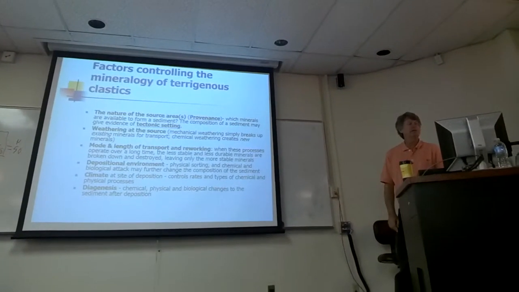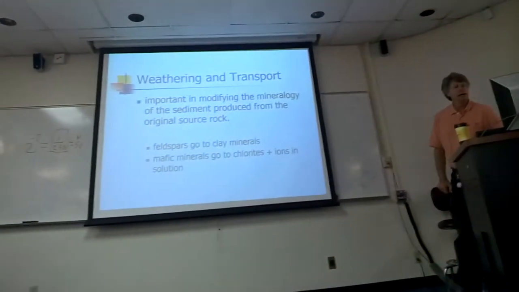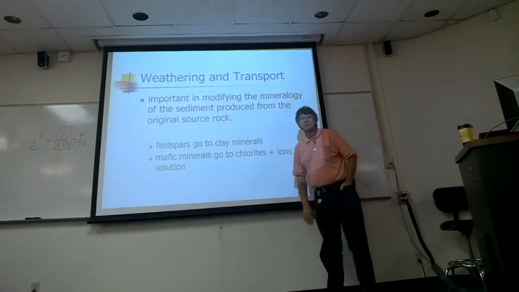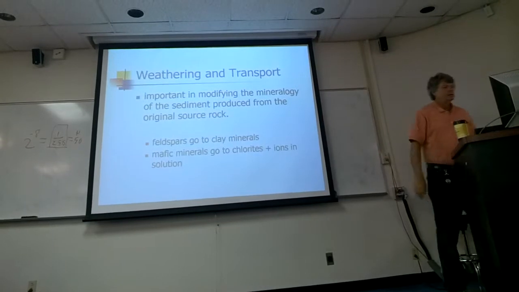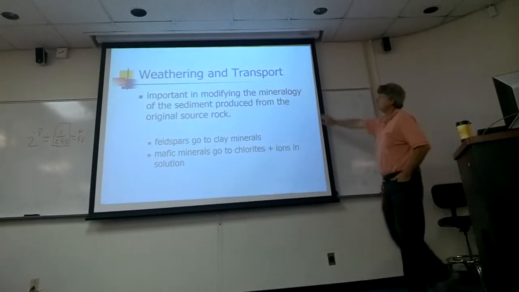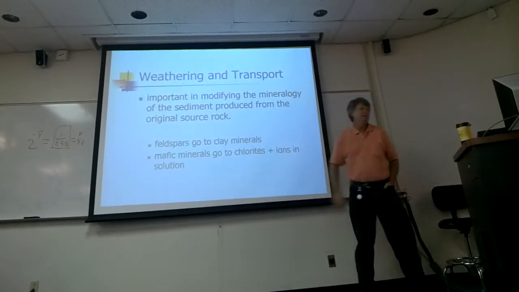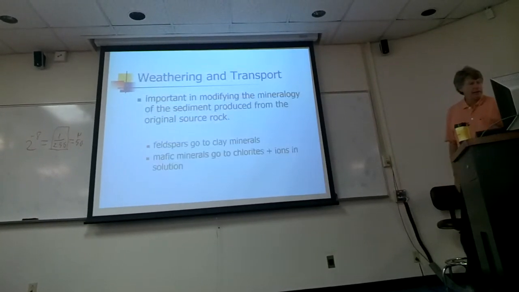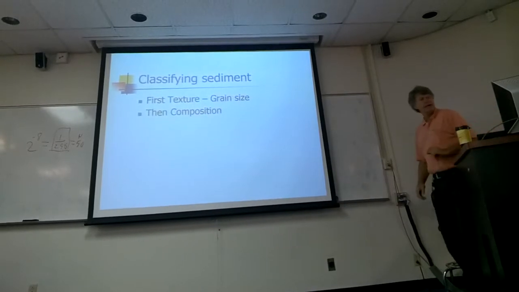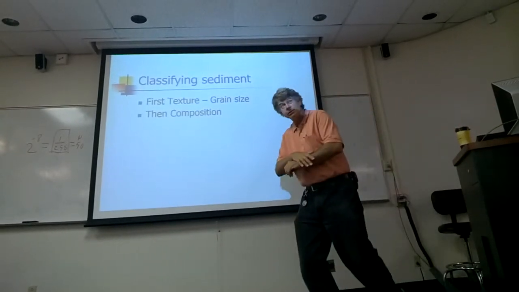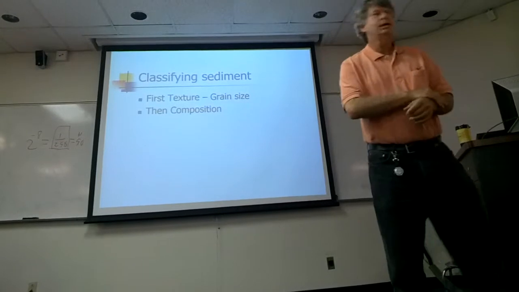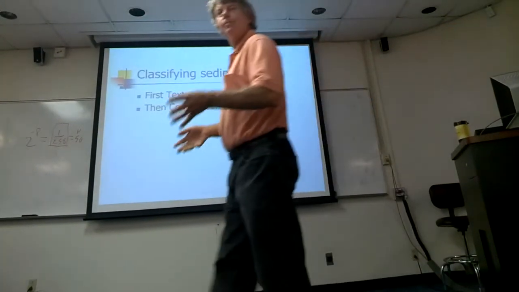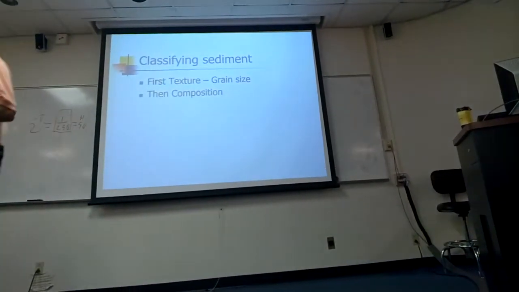All right, questions? And I'm not going to spend much time on that. The big things that get altered are feldspars and other chemically unstable grains. And that takes us to the next chunk of the lecture, which is classifying. And this is what you're going to do in the lab. You're going to learn how to describe and classify the rocks.